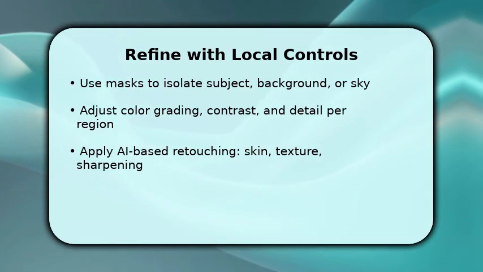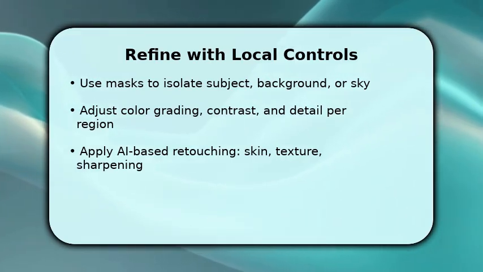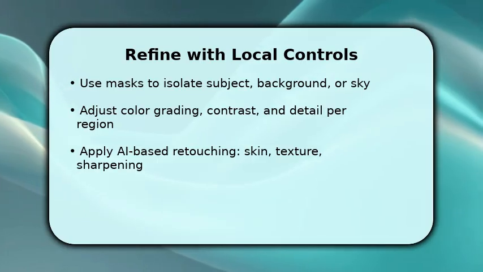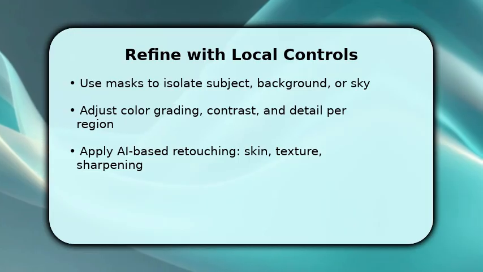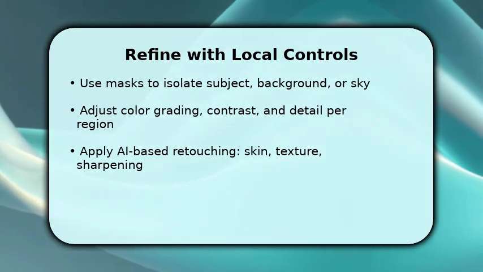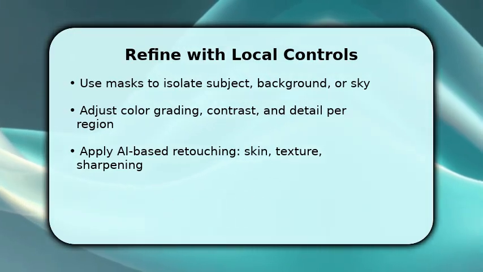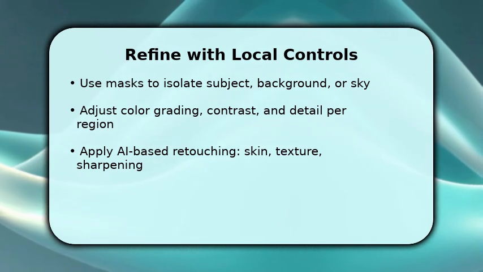Then fine-tune color grading and contrast regionally, pushing shadows and highlights while protecting midtones. Apply AI retouching selectively: smooth skin, restore texture, enhance eyes, or sharpen detail. Make small increments and toggle preview to compare. This layered approach keeps edits realistic, while leveraging AI strengths for texture and tone.